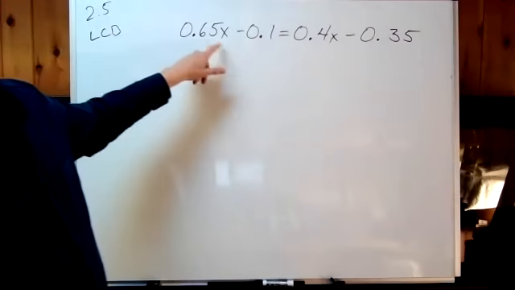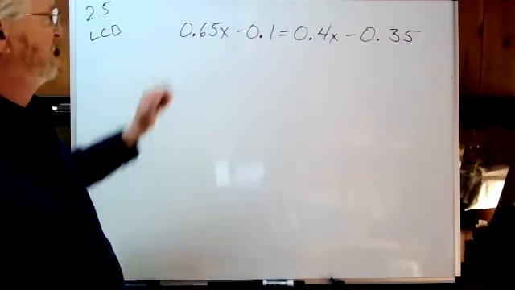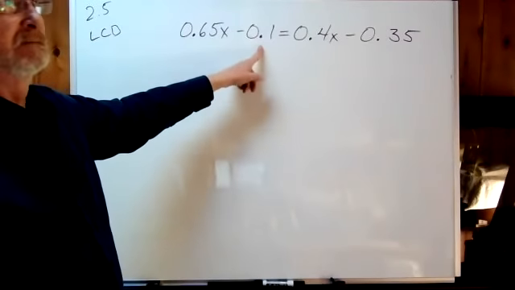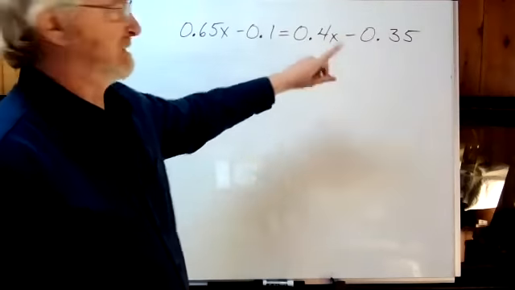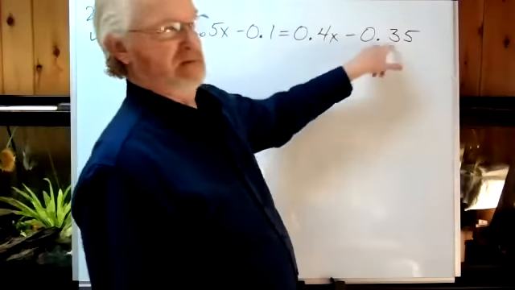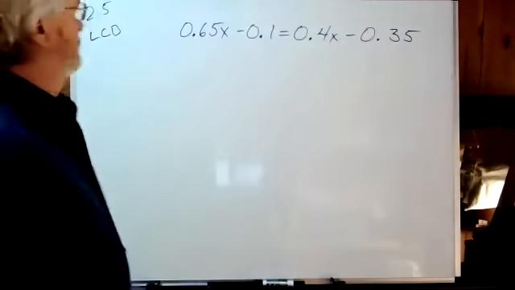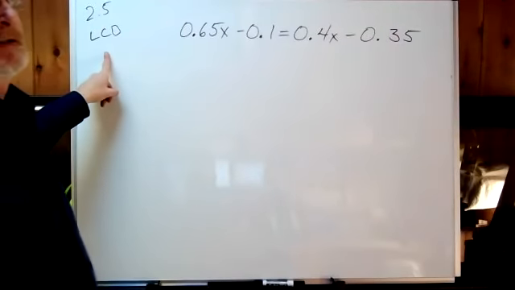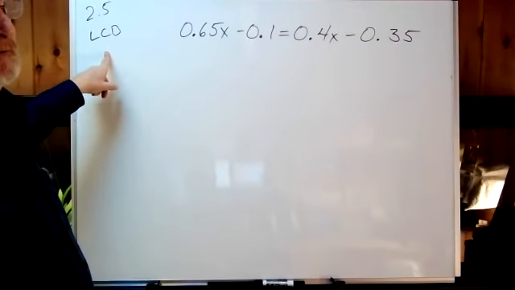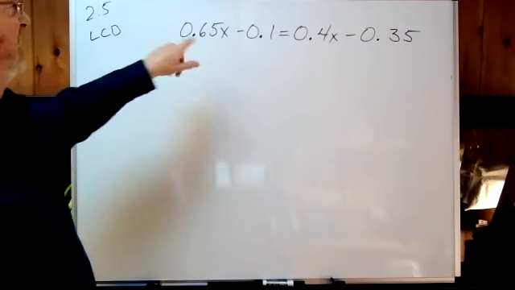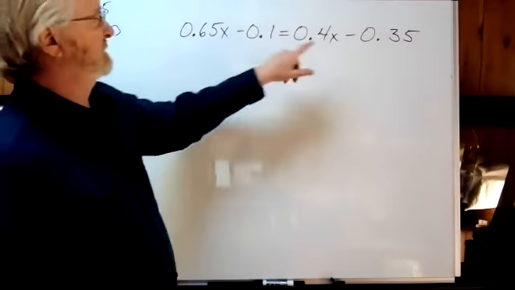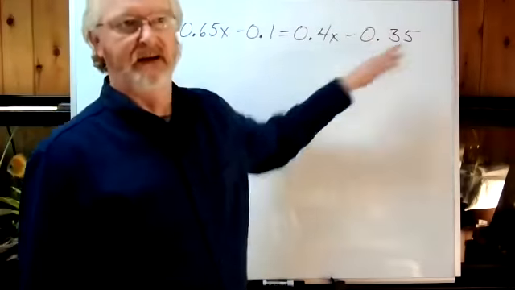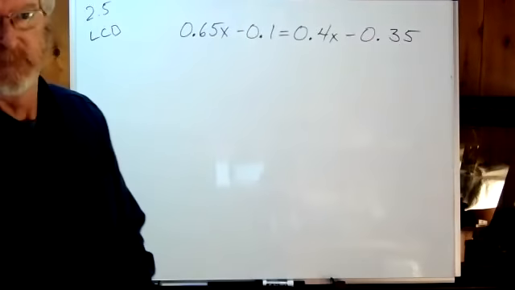65 hundredths of x, right? 0.65. 1/10, 0.1. 4/10 x, 1 decimal place, and 35 hundredths, 2 decimal places. What's this largest denominator I've got to use? What's that power of 10 that would move it over for all of them? Well, I got 2 places, 1 place, 1 place, 2 places. I need to use the 100 again.